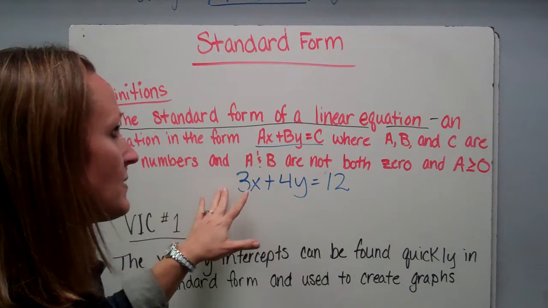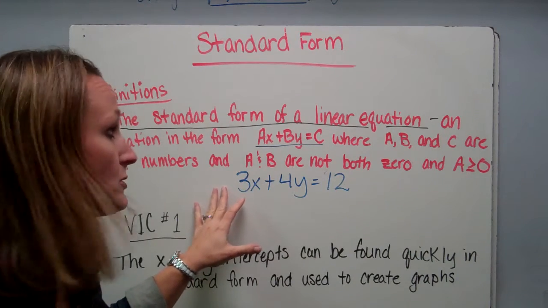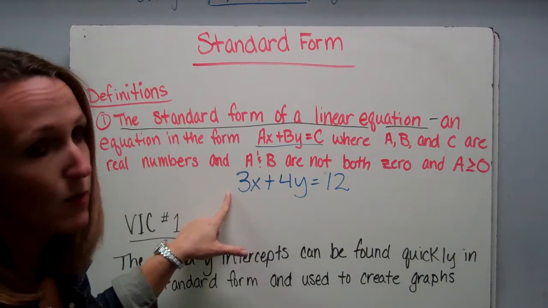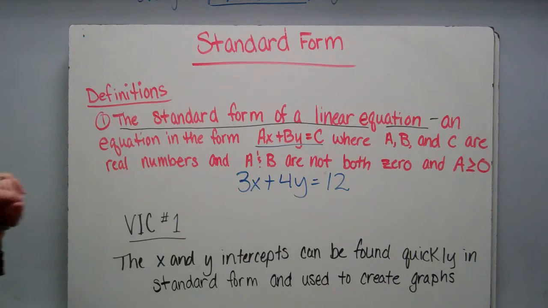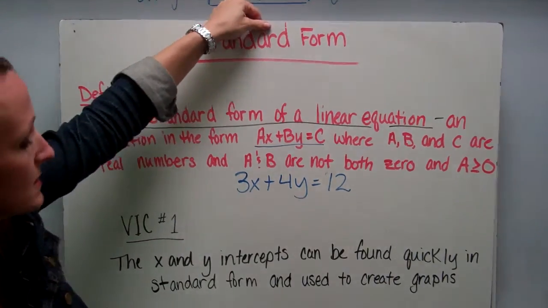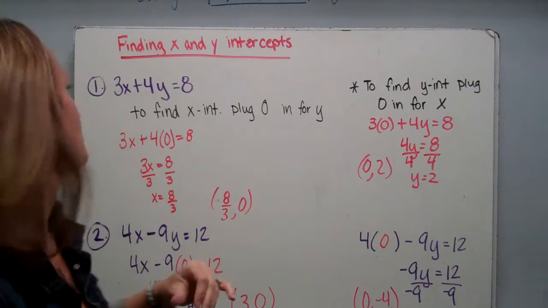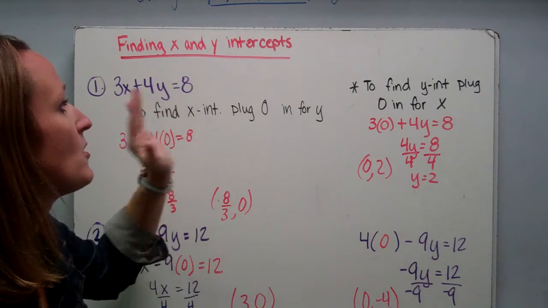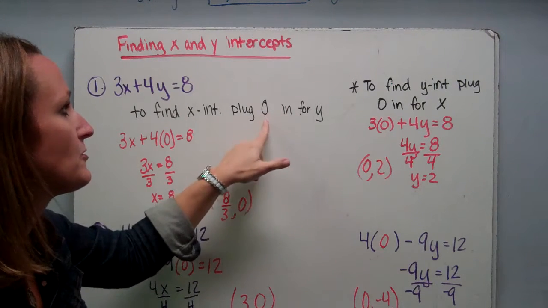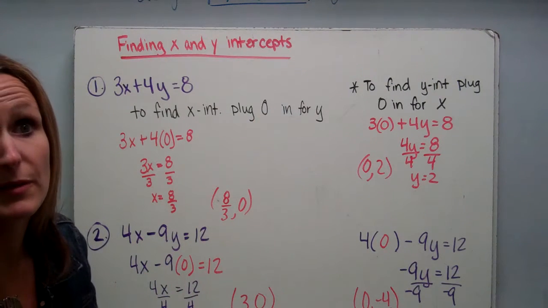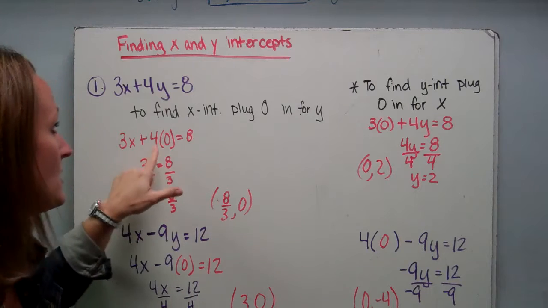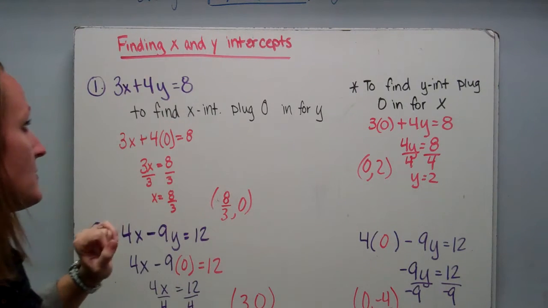So if we have something in standard form, ax plus by equals c, we can find both our x and our y intercept. How do we find our x and our y intercept, you ask? Very simply. So let's practice that. If we want to find our x-intercept, we're going to replace our y value with 0. Why would we do that? Well, because when you replace your y value with 0, this whole part becomes 0.